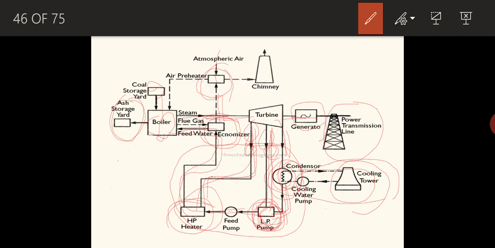Through the other tube, atmospheric air will be passing. There won't be any mixing. So the remaining heat energy which is already there in the flue gases after passing through the economizer is given away to the atmospheric air. That means air is initially heated. That is what is called preheating. So atmospheric air is preheated inside the air preheater, and that heated air is supplied into the boiler.